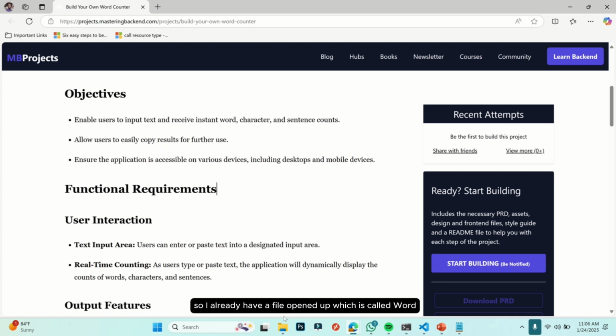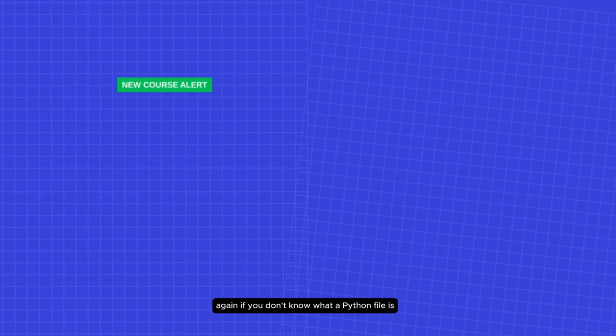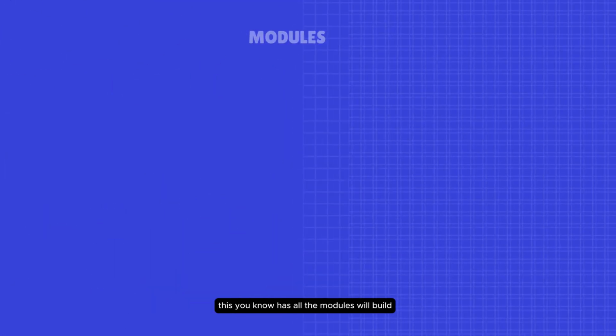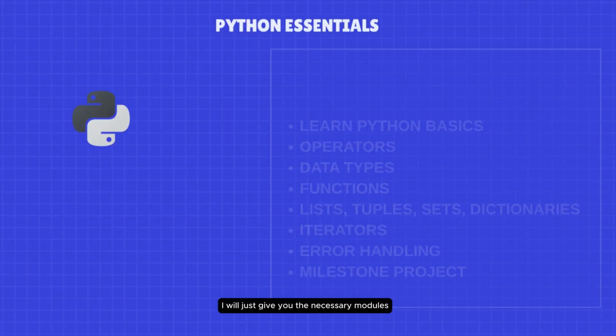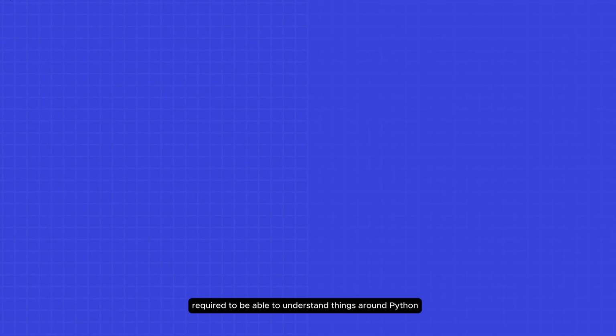Okay, so I already have a file opened up which is called word counter.py. This is a Python file. We're going to be working inside of it and we are going to see how we can build this very easily. Again, if you don't know what a Python file is, I suggest that you look at our Python course. It has all the modules that will build your knowledge in Python and will give you the necessary modules required to be able to understand things around Python.